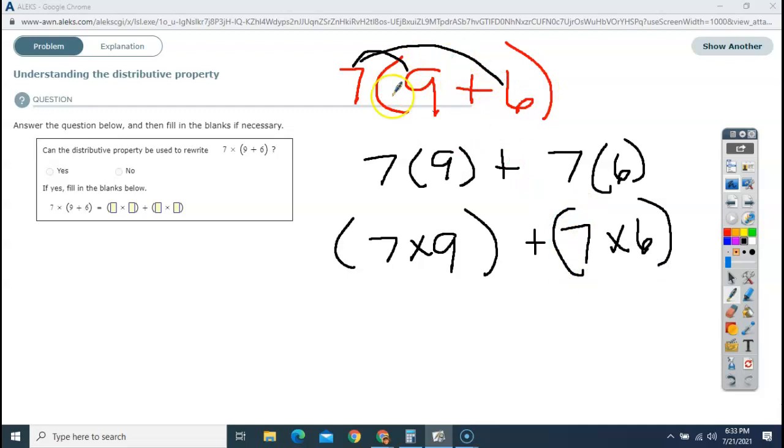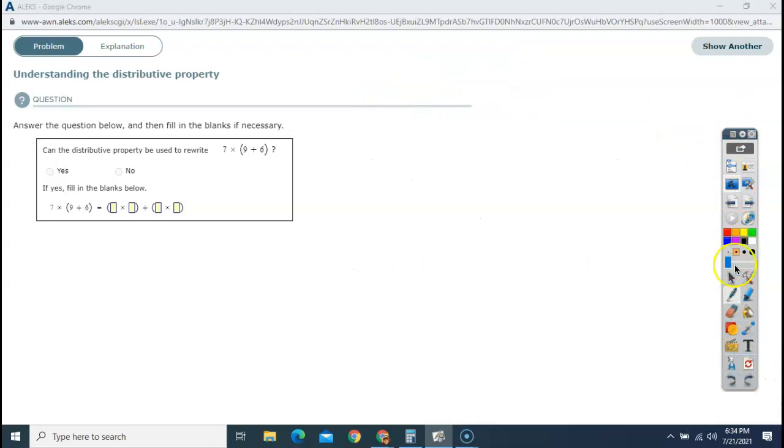Honestly, you should just add up the 9 and the 6 and then do 7 times all of that, but I guess that's a bigger number. We know that 7 times 9 is 63, and we know that 7 times 6 is 42. I think they want you to do it that way because it's easier. But they're not asking you to do any of that yet. So yes, that is the distributive property.